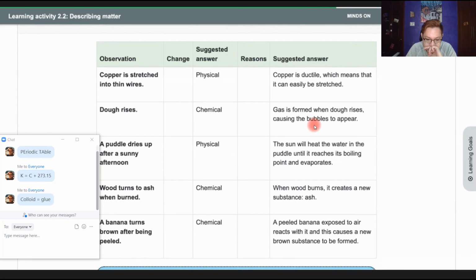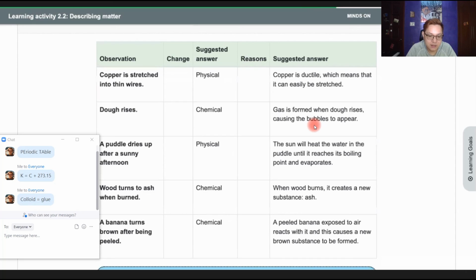Copper is stretched into thin wires. Physical. Physical: copper is ductile, which means that it can be easily stretched. Dough rises. Chemical. Gas is formed when dough rises, causing bubbles to appear.